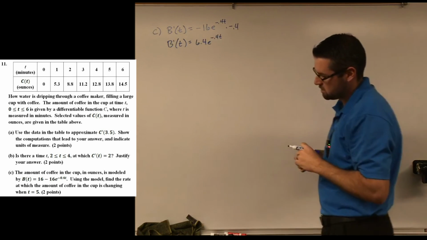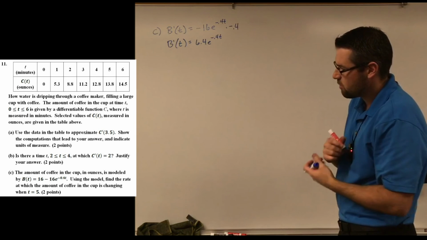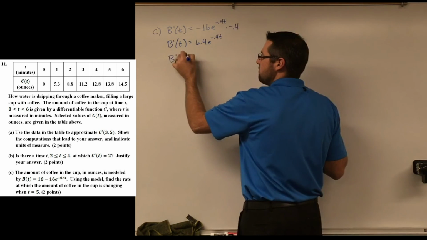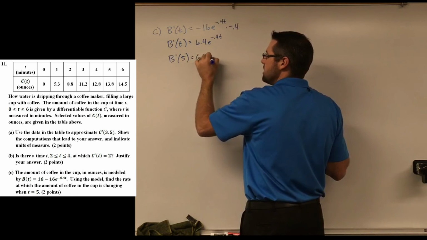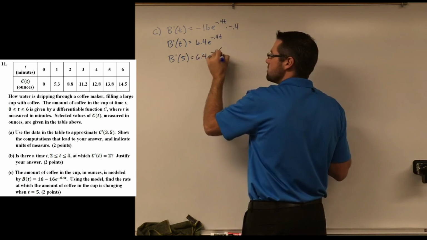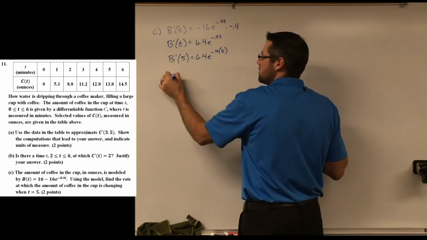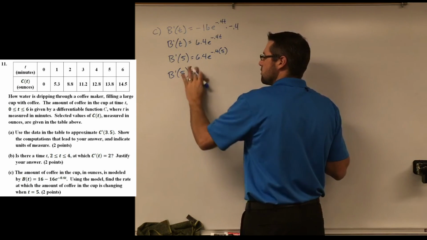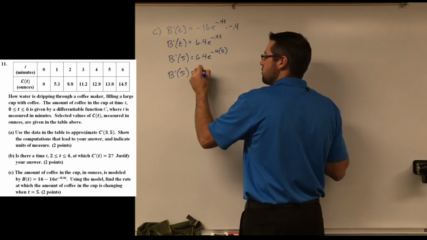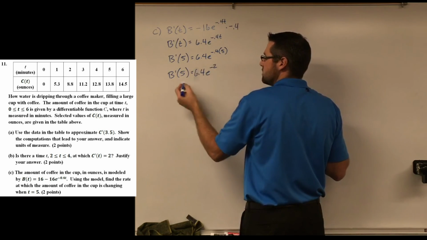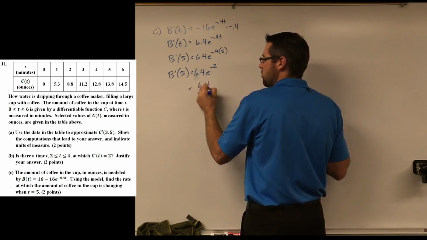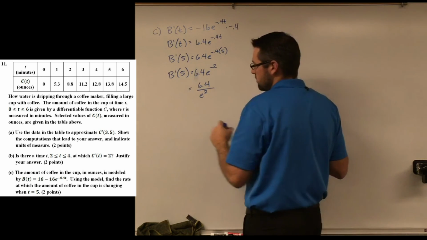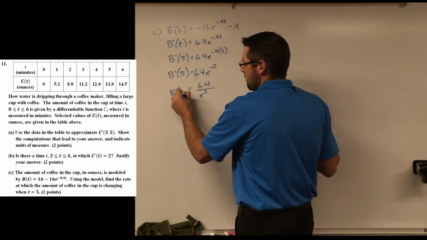And now what is it asking for? Find the rate when t equals 5. So B prime of 5 equals 6.4 e to the negative 0.4 times 5, which is 6.4 e to the negative 2. So I could just simplify that a little bit by saying 6.4 over e squared. And if it's the FRQ, that's 5 points.